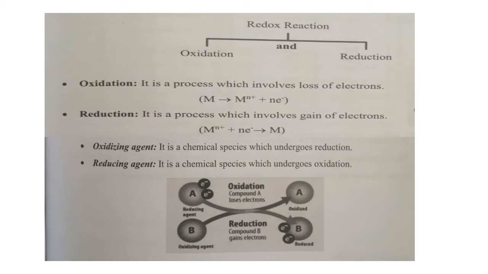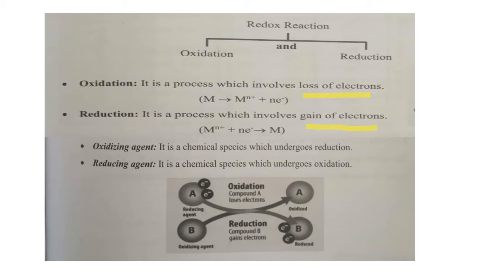So we can say that a redox reaction has oxidation and reduction. An overall reaction that contains both half reactions is called a redox reaction. Oxidation is a process in which there is loss of electrons. For example, M gives Mn+ plus n electrons. The metal changes to ion. While reduction is the process which involves gain of electrons. Mn+ plus n electrons gives M. The metal is transformed into ion. These are the two half reactions.